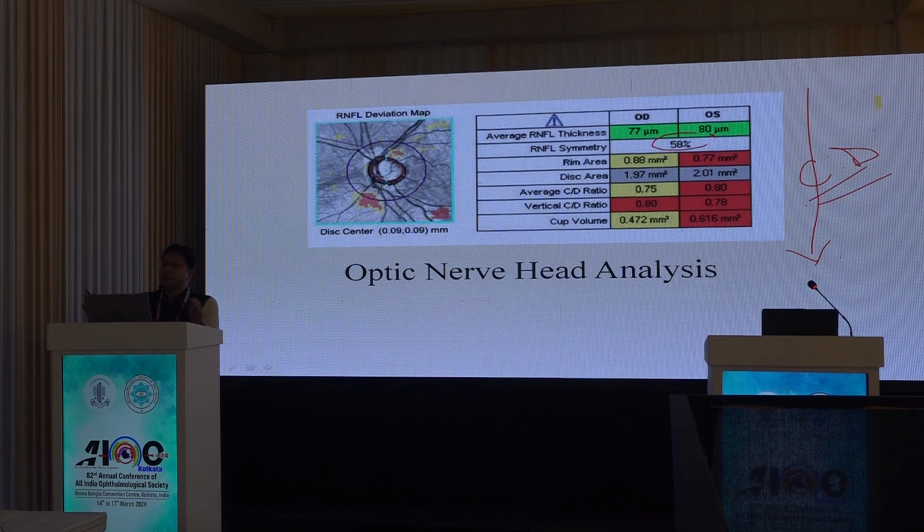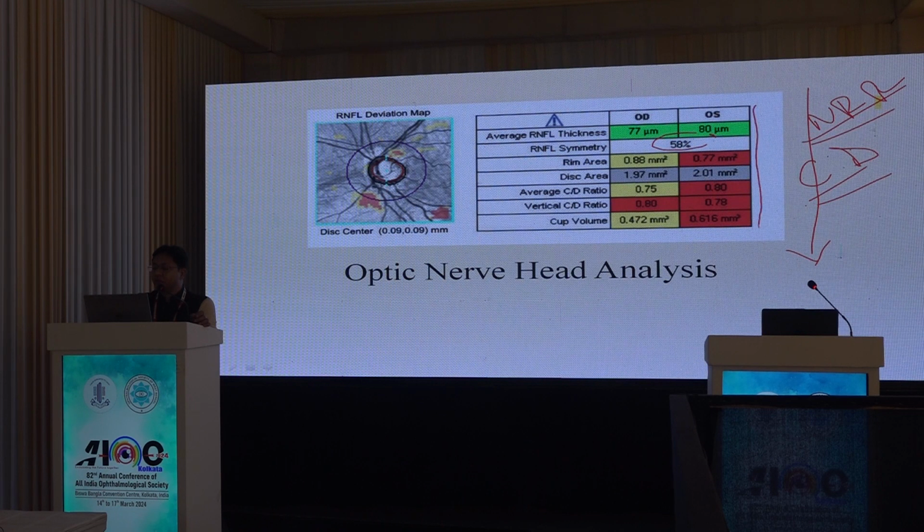If there is grossly asymmetrical or difference, then you have to look in that eye why there is RNFL loss in one eye as compared to another eye. Then NNR, usually at our residency time we used to write what is NNR thickness, normal or not, thin or thick, disc area, average CD ratio and cup volume.